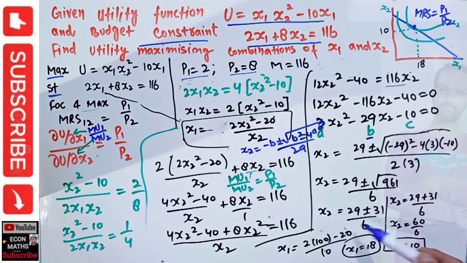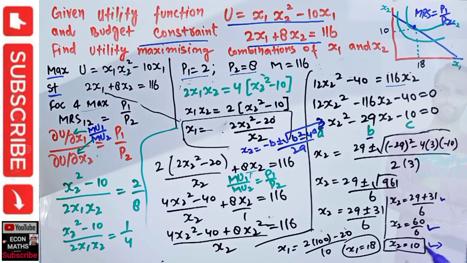That means we get two values for x2. One is positive, that is x2 will be equal to (29 plus 31) divided by 6, which comes out to be 60 upon 6, which is 10, and another value will be negative, that is 29 minus 31. We will not take that one, because a quantity cannot be negative. So we got the optimal value of good x2 equal to 10.